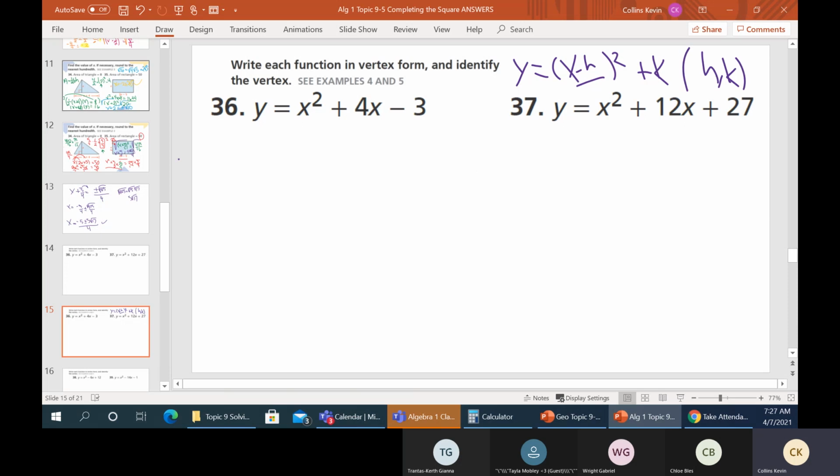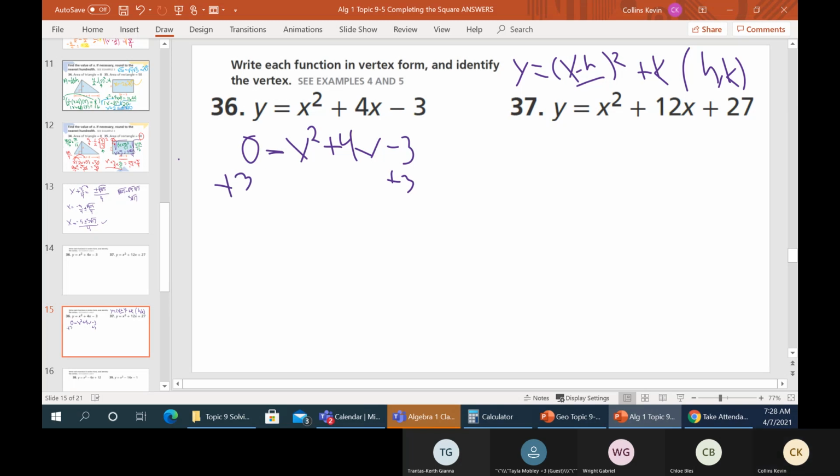All right, so we haven't seen this for a while, so let's take a look at it. What we need to do here is go ahead and set this equal to 0. So instead of y, we're just going to call it 0. So 0 equals x squared plus 4x minus 3. All right, to write it in vertex form, we need to complete the square. So we're going to move the negative 3 to the other side. I'm going to add 3.